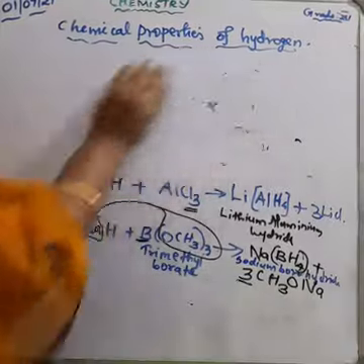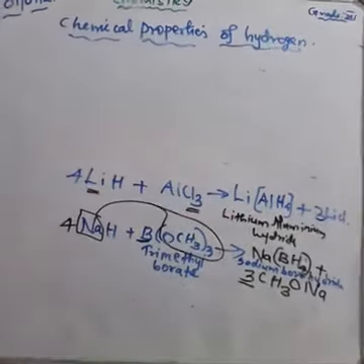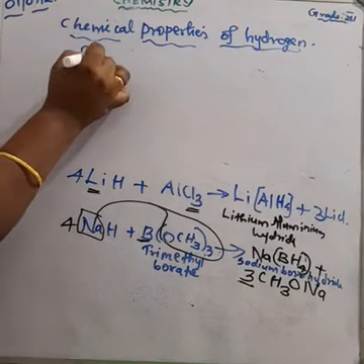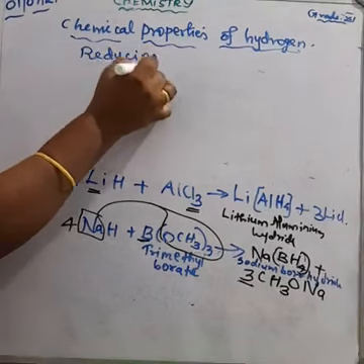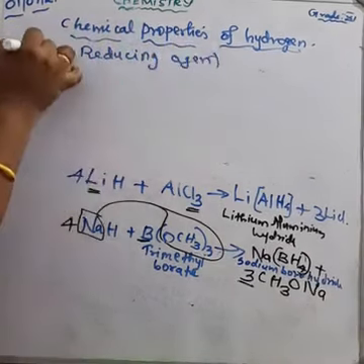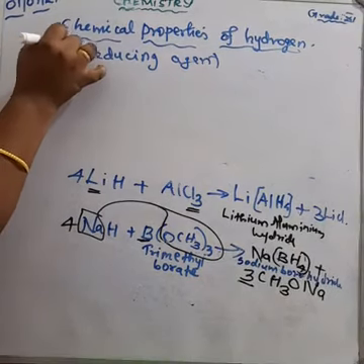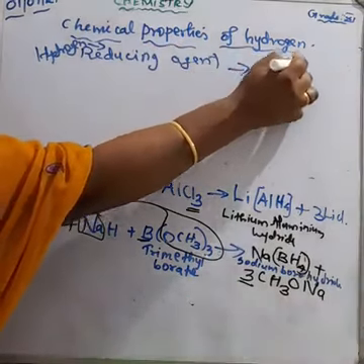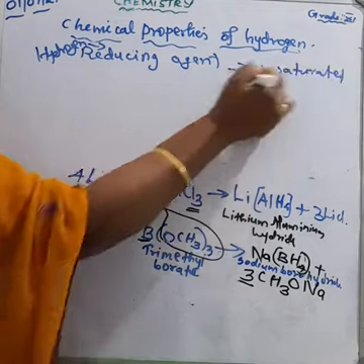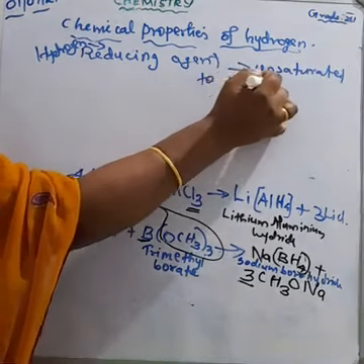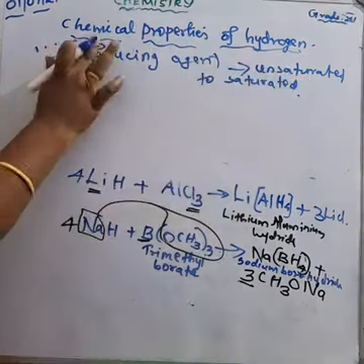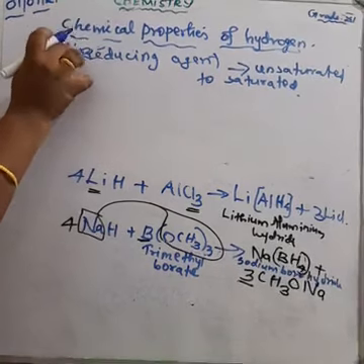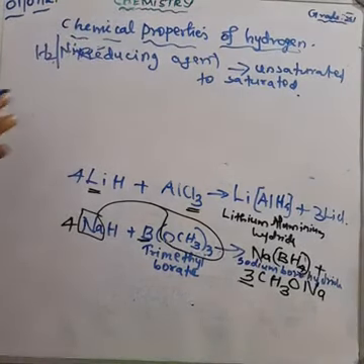And another reaction is also here. Hydrogen also acts as the reducing agent in the presence of finely divided nickel. It adds to the unsaturated organic compounds to form saturated compounds. When hydrogen is used with nickel, it acts as the reducing agent. It is used to reduce the unsaturated compound to saturated compound.